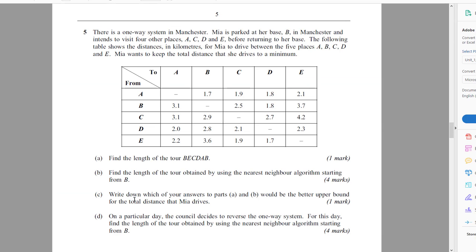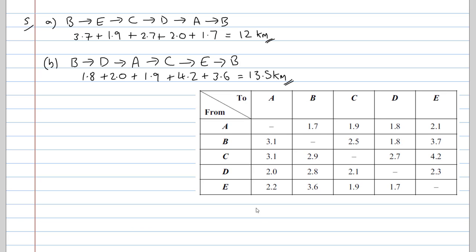In part C, it says write down which of your answers to parts A and B would be a better upper bound for the total distance Mia travels. Well, an upper bound is a possible solution to the problem, and the better upper bound is the better solution to the problem. In this case, it will be the route that has the shortest length. So the 12 kilometres is a better upper bound than the 13.5 kilometres.